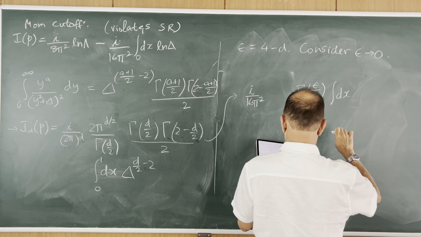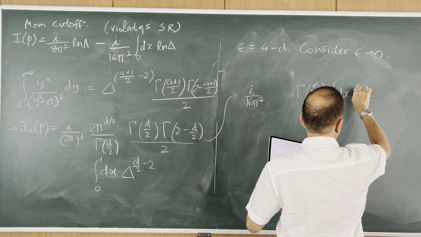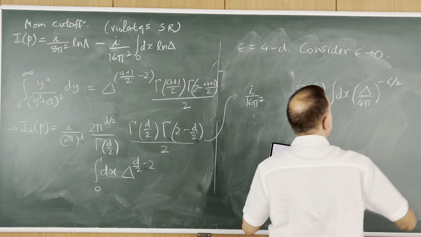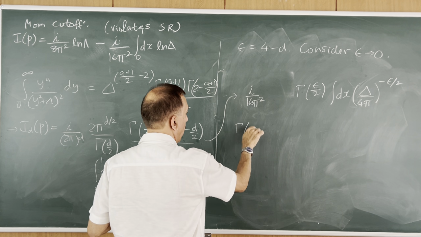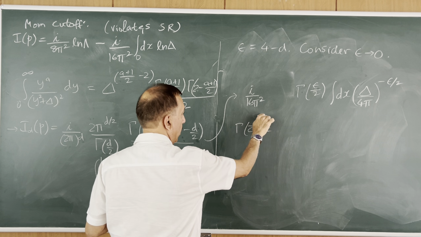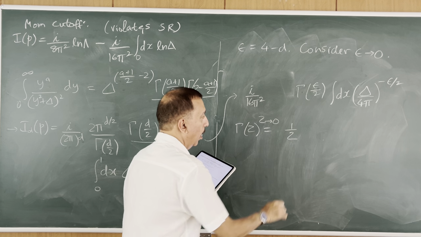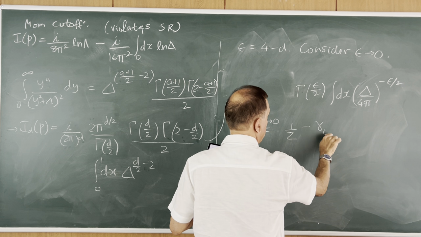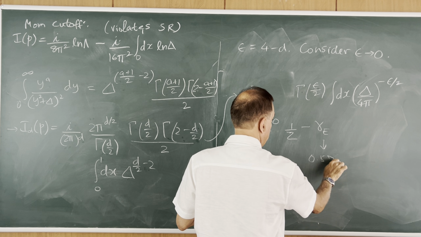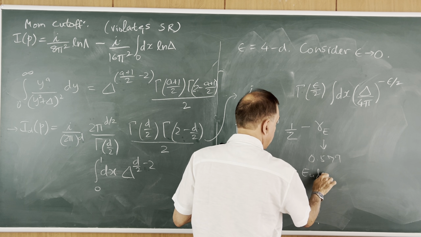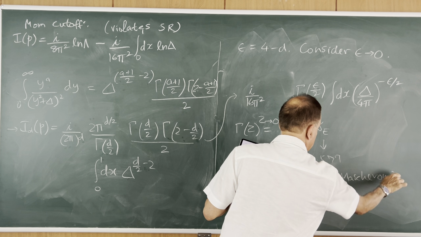So, what I wanted to write was delta by 4 pi to the minus epsilon. Yes, that is correct. Now, the expansion of gamma of z, of any variable z, as z goes to 0, is 1 by z. Then there's a constant term, which is a very special number, gamma e, which has the value around 0.577. This e is not Euclidean, but Euler. It's actually the Euler-Mascheroni constant.